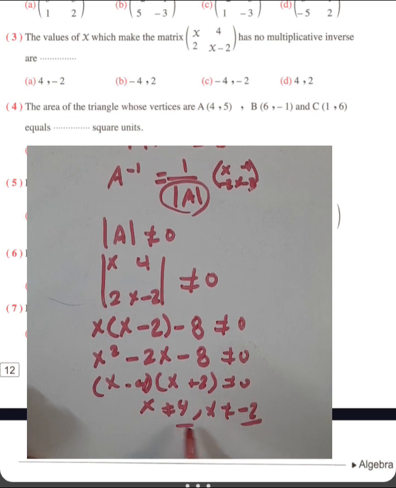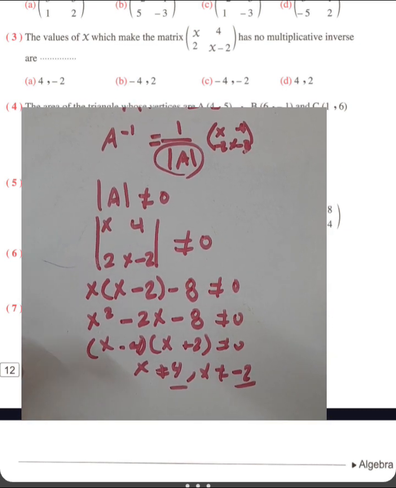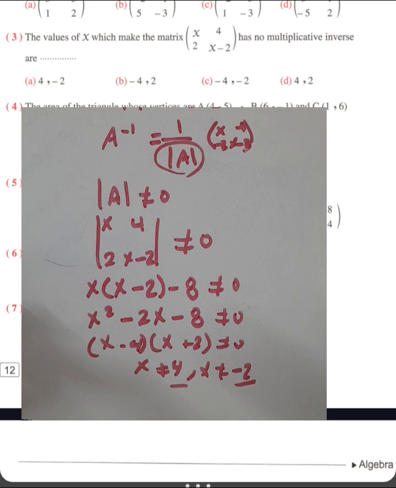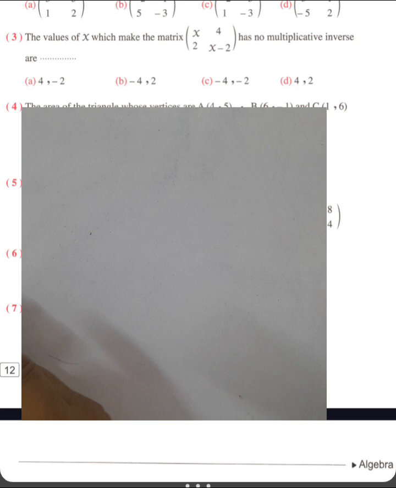We have negative 2 and 4. Then x here mustn't be 4 or negative 2. Then the values of x which make the matrix have no multiplicative inverse are x equal 4 or x equal negative 2. 4 or negative 2, choose letter A for question number 3. Okay, next question number 4.